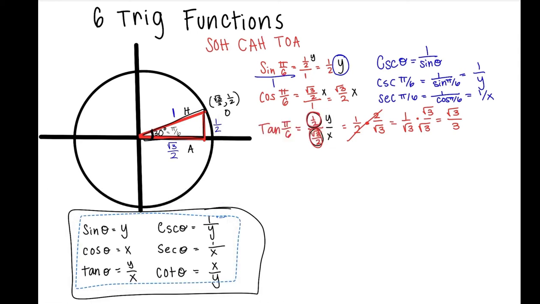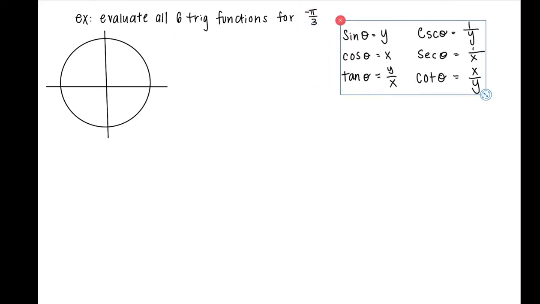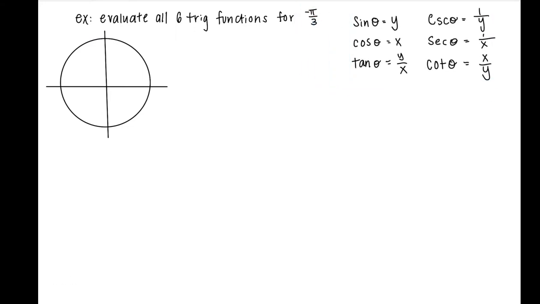Copy that. Okay, so this question asks us, evaluate all 6 trig functions for negative pi over 3. Okay, so now they're throwing a negative pi over 3 at me, but I know negative just means I go this way around the unit circle with my angle. Pi over 3 is about here.